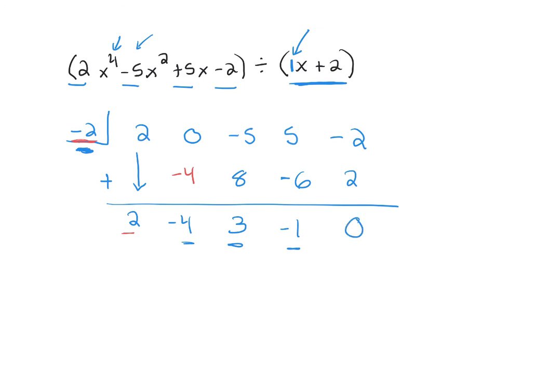So when you have a 0 at the end, that's your remainder. And now this negative 1 is the constant. We're going to put in x squared, x to the third. So when you divide, your answer is 2x to the third minus 4x squared plus 3x minus 1.